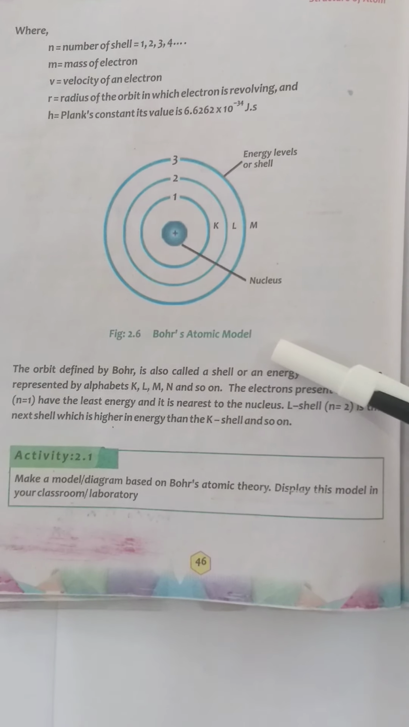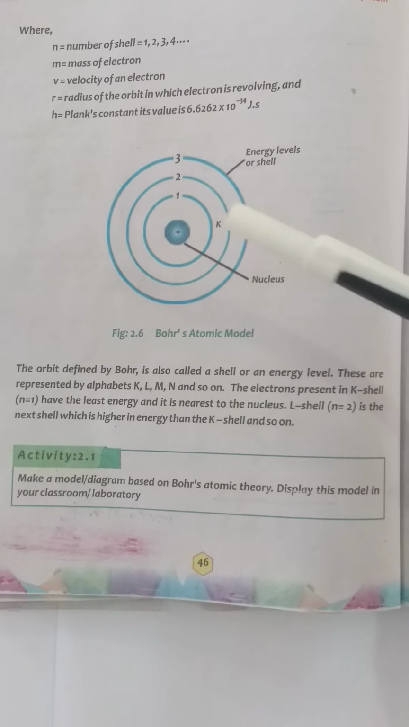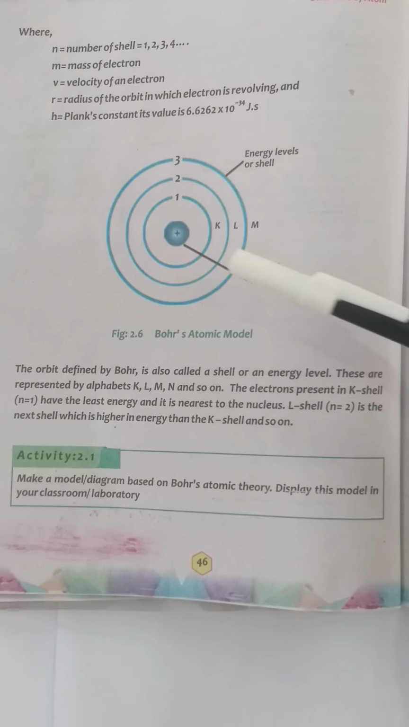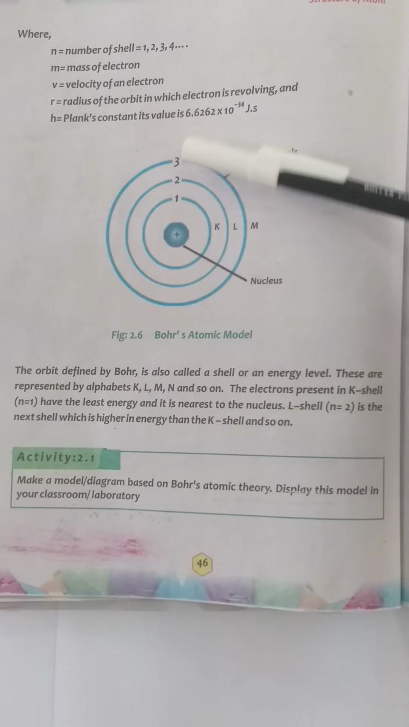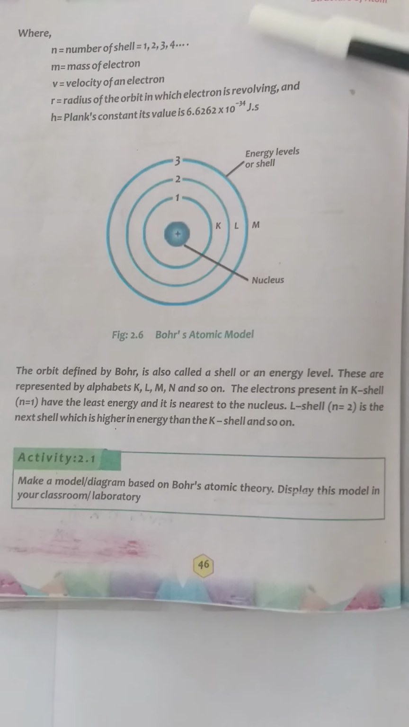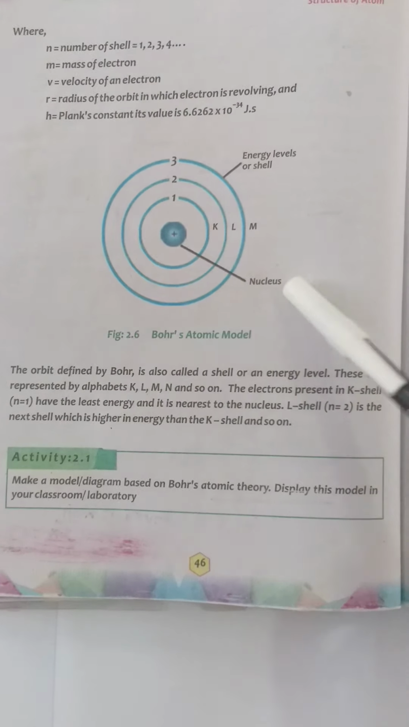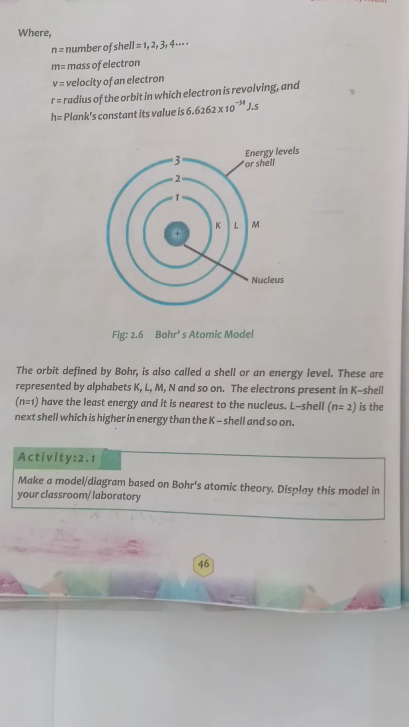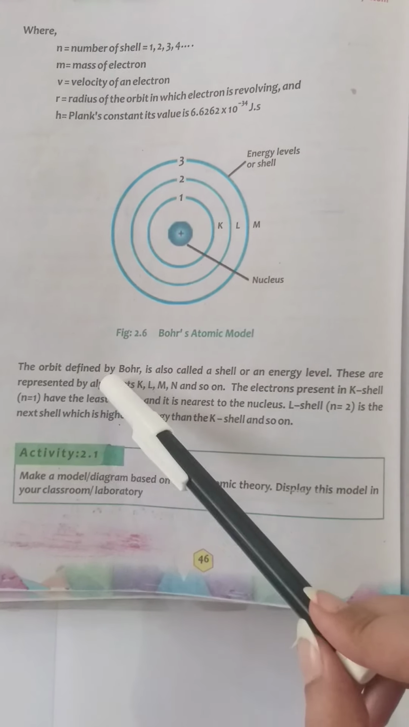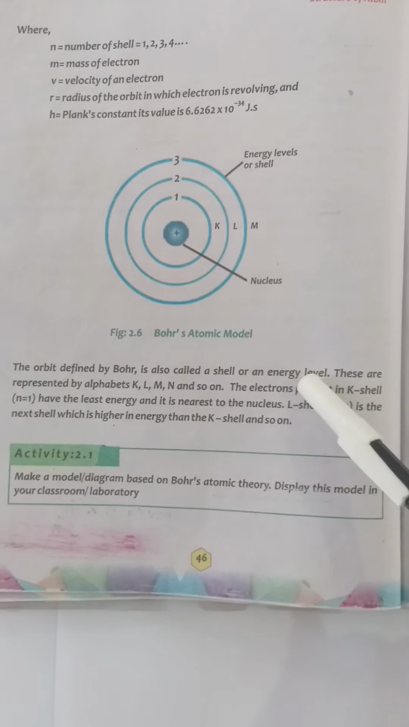This is Bohr's atomic model. You can see that there is a nucleus in between and there are different shells. He gave these shells the numbers 1, 2, 3 up to so on, that is n. And they were given the names K, L, M, N up to so on. The orbit defined by Bohr is also called shell or an energy level.